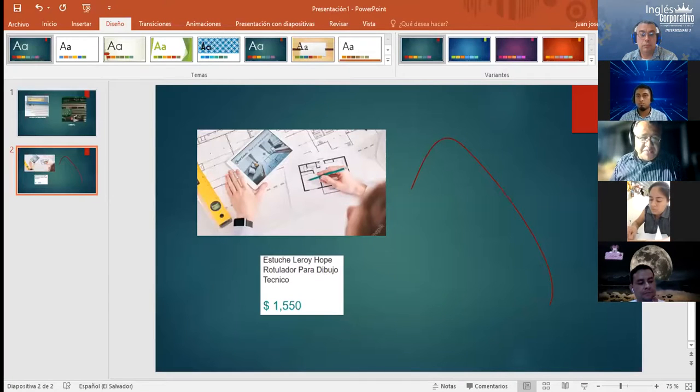Because that product, who wants that product in this moment? If you have AutoCAD, if you want to write, you can write with digital. If you draw houses, for example, you draw the houses with AutoCAD, and you don't use the Leroy. I think that Leroy doesn't exist in this moment.